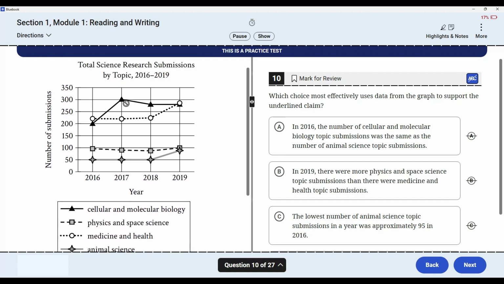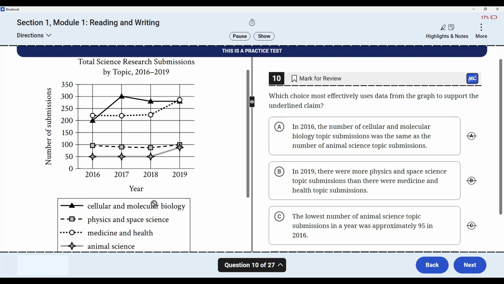So you have total science research submissions by all these topics, 2016 through 2019. And you can see a graph of these research submissions. But how do you understand this graph? Well, you can look down here and you can see dates. So these are the research submissions for each of these years. And so this is the x-axis, and it's probably the next thing that you look at after understanding the title and the key. Understand the x-axis.